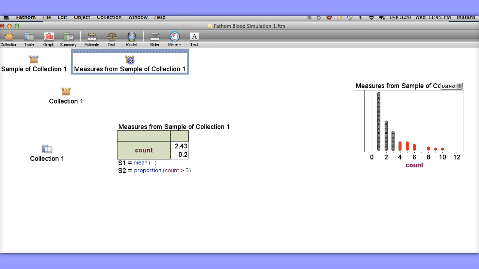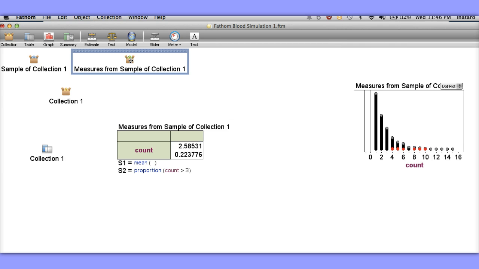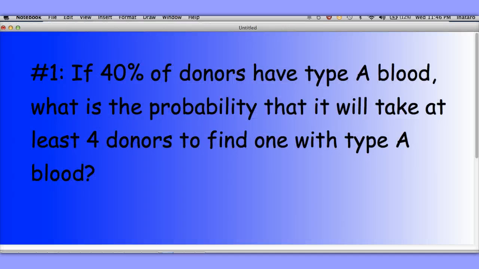If I click on the measures from the sample of this collection and hit Command Y, it will re-randomize. And I can see that sometimes it's as high as 20% or 22%. Sometimes it's as low as 20%. So the answer to this question, based on this particular simulation, would be about 22%.